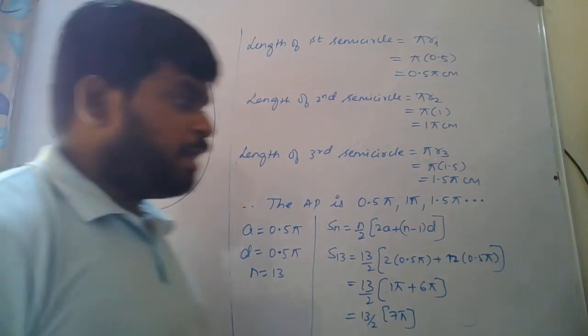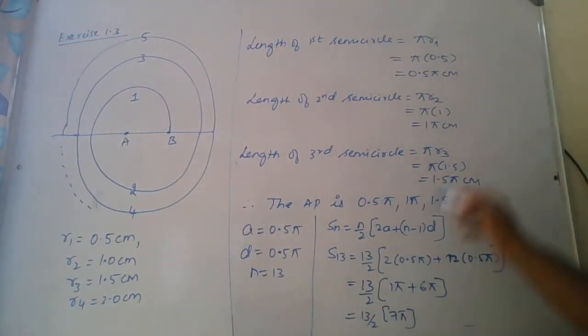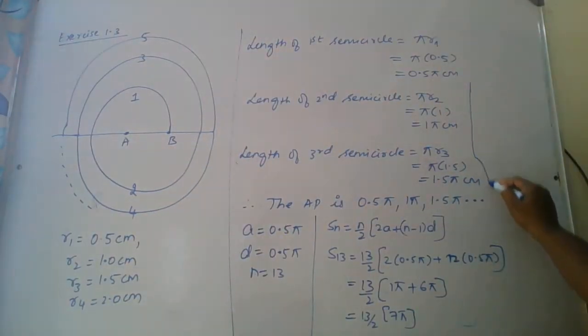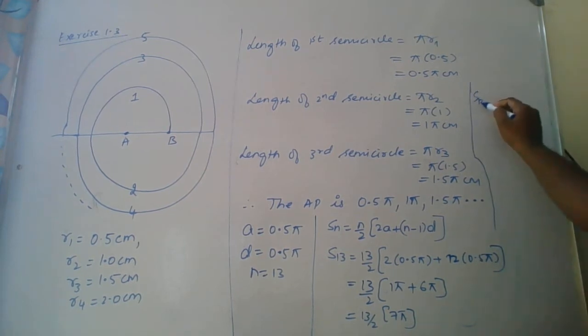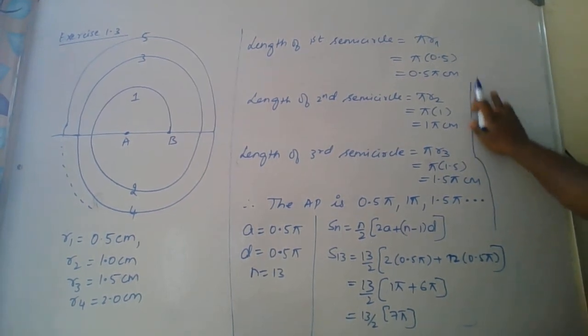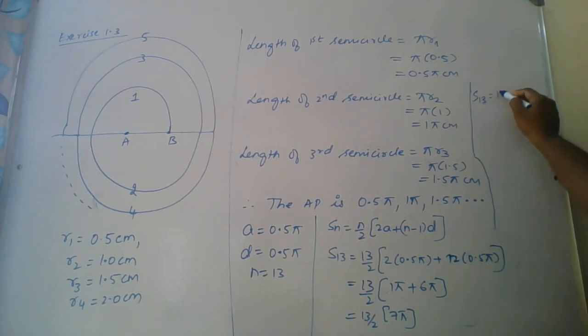Okay. Let me continue here. So S13 is equal to 13 by 2 into 7 pi. That's what we have got. Now let's substitute the value of pi. Pi is 22 by 7.